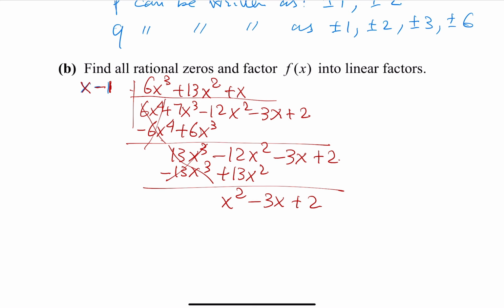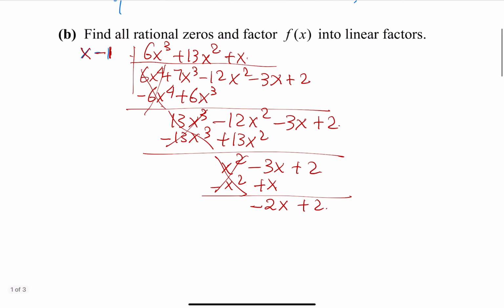Plus x. X times x is x squared. Take the opposite sign, which is negative x squared. And then x times negative 1 is negative x. Take the opposite sign, which is positive x. Add them up. This one will cancel out. And then here you have negative 2x plus 2.